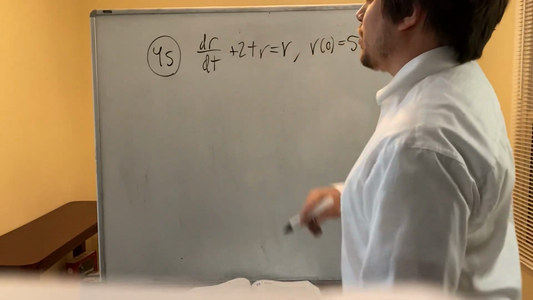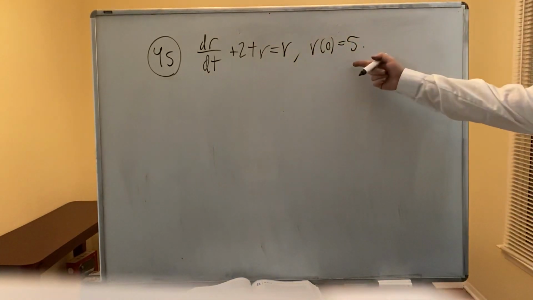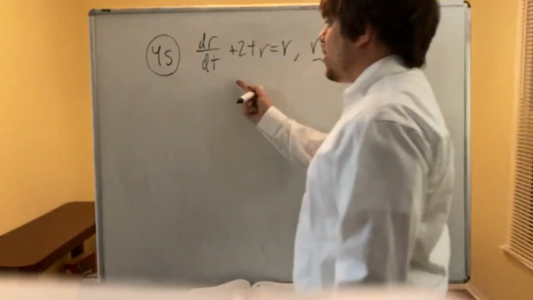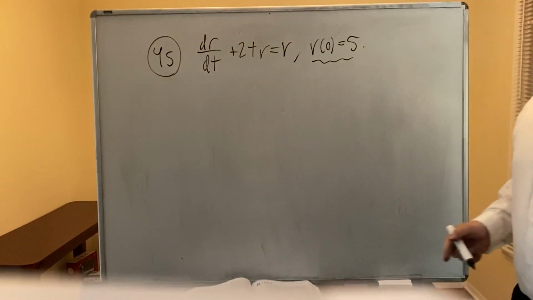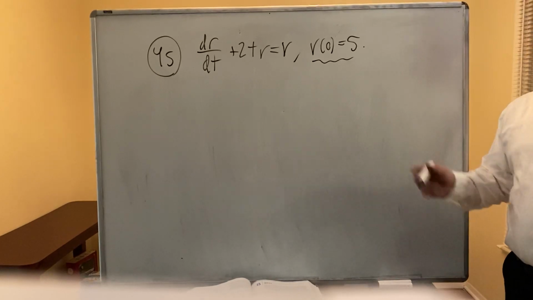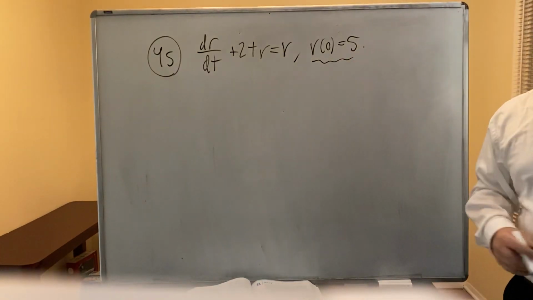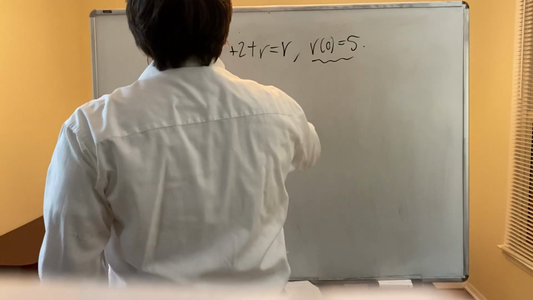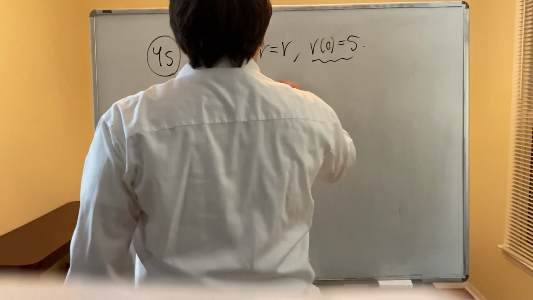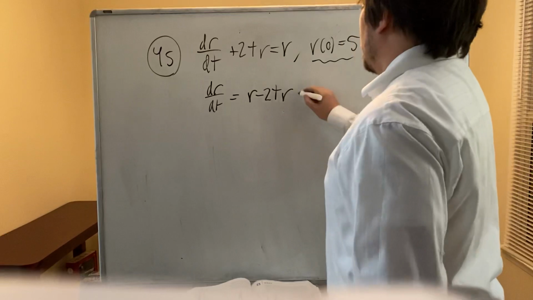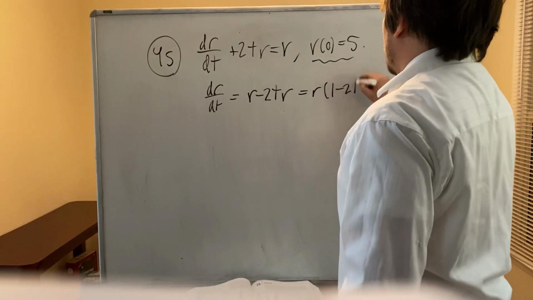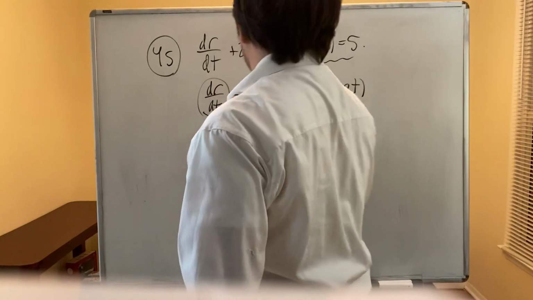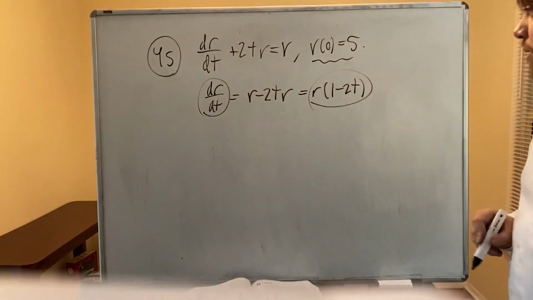First we'll find the general solution, which will use a constant, and then find the value of the constant that satisfies this equation. Okay, so dr/dt is equal to r minus 2tr. That's equal to r times (1 minus 2t), factoring out the r. And so dr/dt is equal to r times (1 minus 2t).